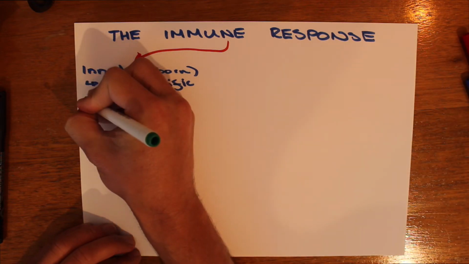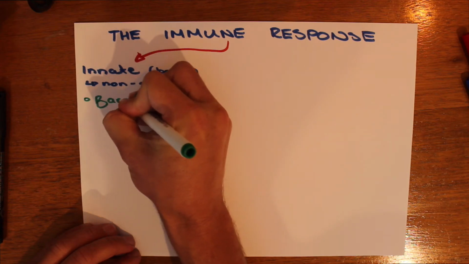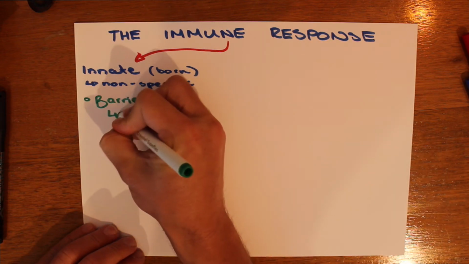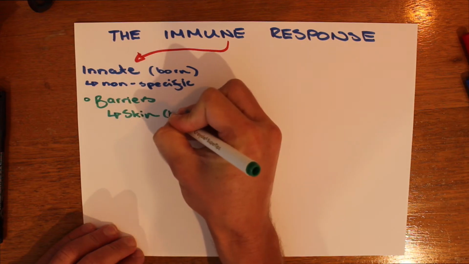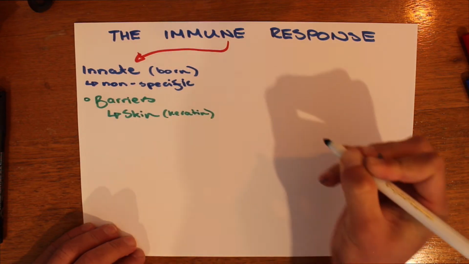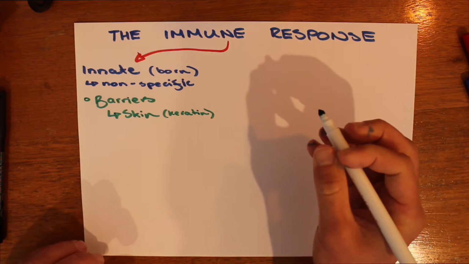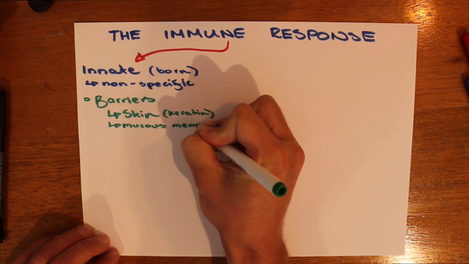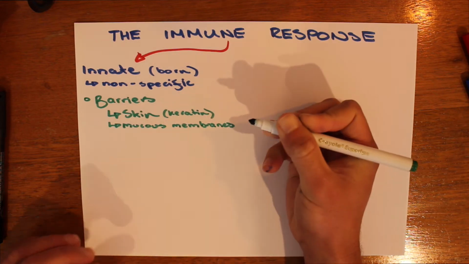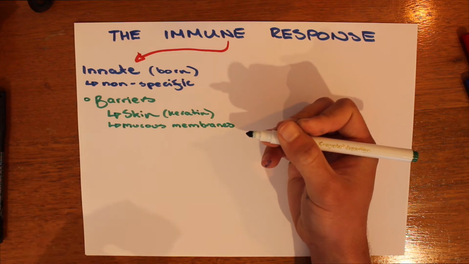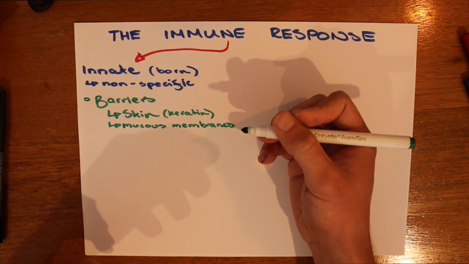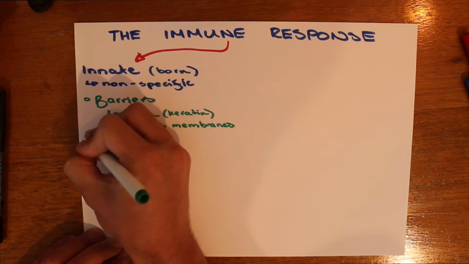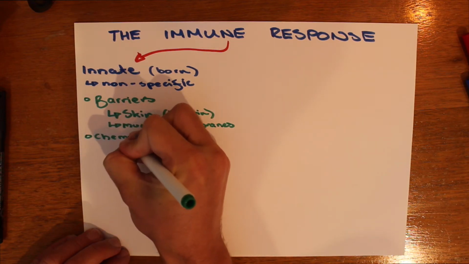The first component is the barriers. Before it can get into our body, it has to get past our physical barriers, and that can include our skin, which is coated in keratin. It's a protein that provides waterproofing, but we also have mucous membranes, and they coat our respiratory tracts, our nasal passageways, as well as our bronchi and bronchioles. So if a pathogen does get in, it can be trapped in that mucus and then blown out or coughed up.